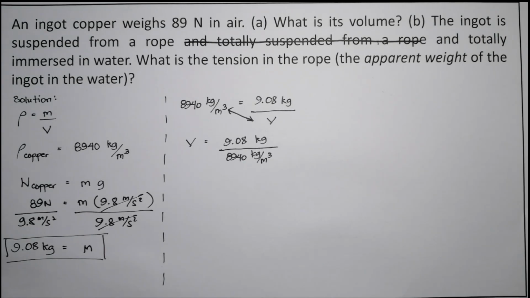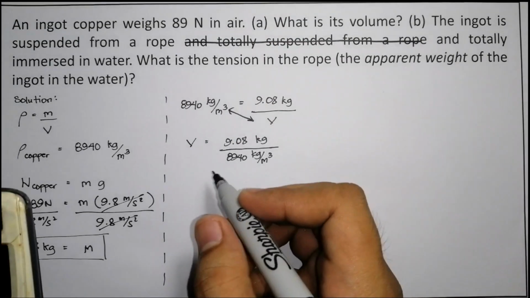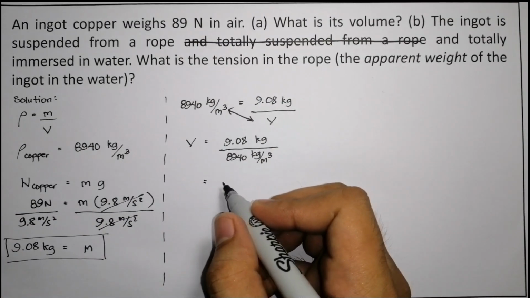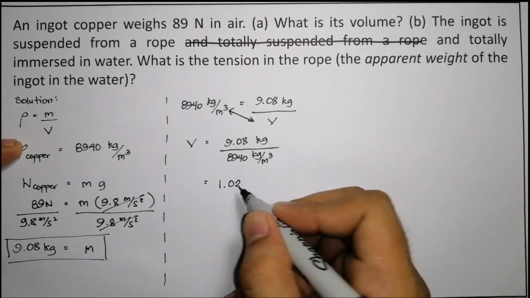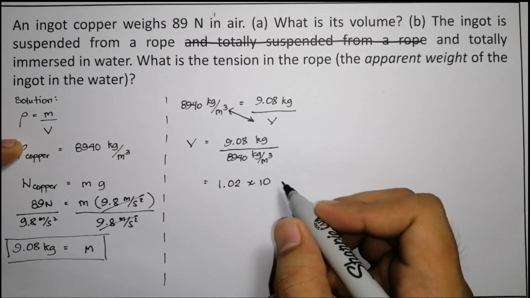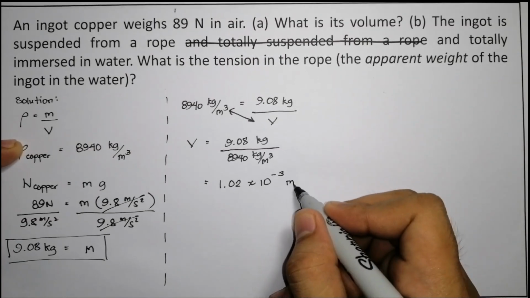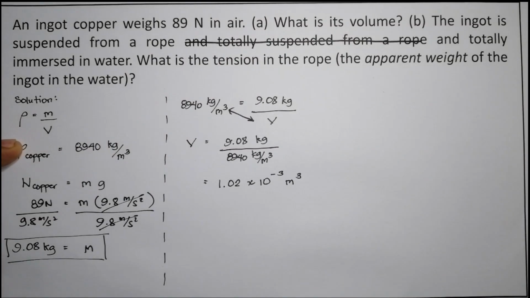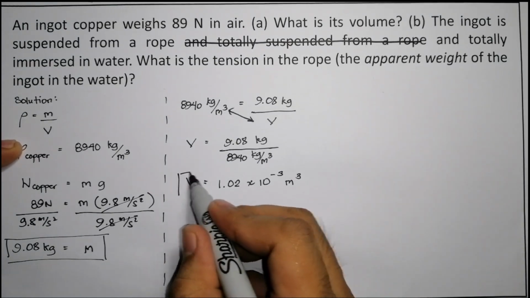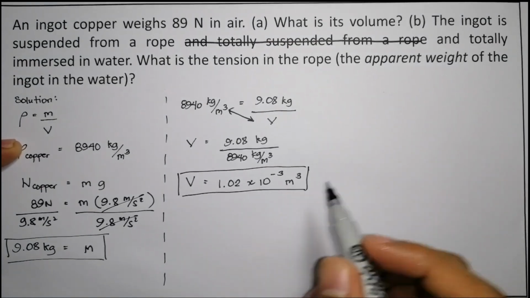So our final answer here, 9.08 divided by 8,940, is a rather small value: 1.02 times 10 raised to negative 3 meter cube. So this is our answer for letter A.